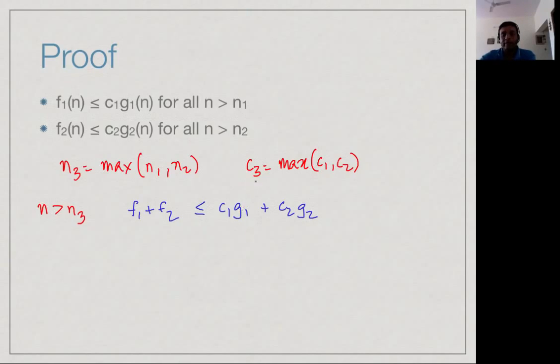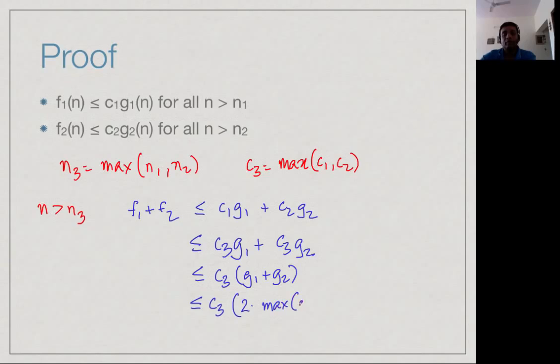We have c3, so c1 is smaller than c3 because this is the maximum, and c2 is smaller than c3, so I can combine these and say that this is less than c3 g1 + c3 g2. Having combined these, I can push them together and say this is less than c3 times (g1 + g2). But if I take the maximum of those, then 2 times the maximum will be bigger than that. So I will get that this is less than c3 times 2 times the maximum of g1 and g2.